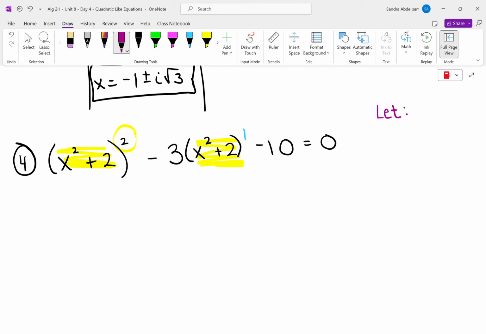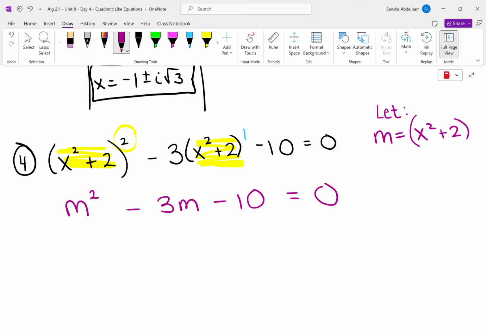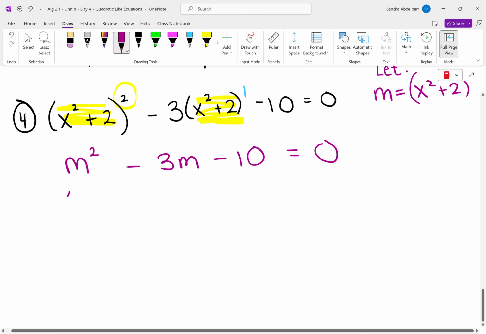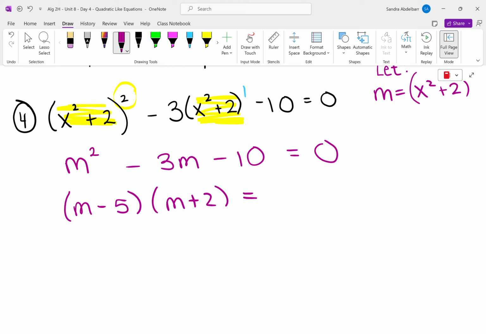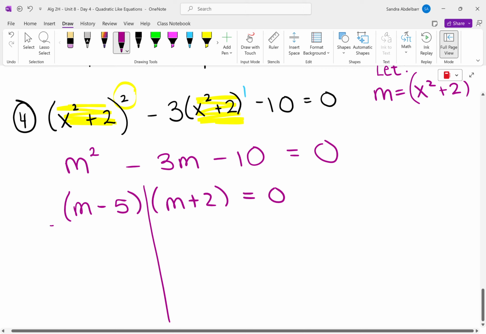I'm going to use substitution to make it more visually appealing. So I'm going to let m equal x squared plus 2, that whole quantity. So now this is going to be m squared minus 3m minus 10 is equal to 0. It looks a lot less intimidating now, doesn't it? Can I factor this? We sure can. I'm going to have m minus 5 and then an m plus 2.